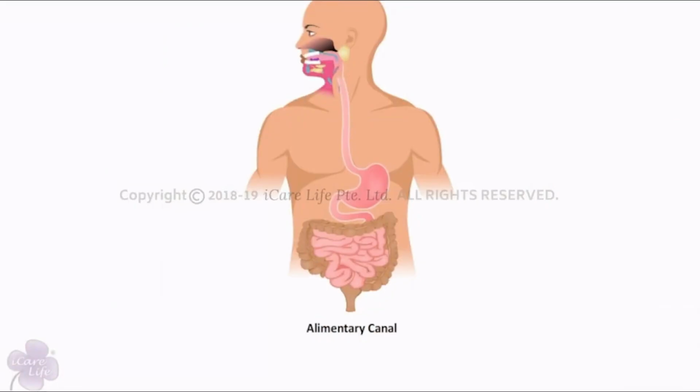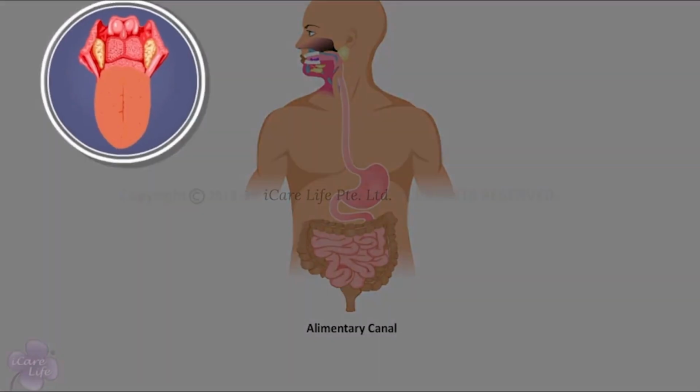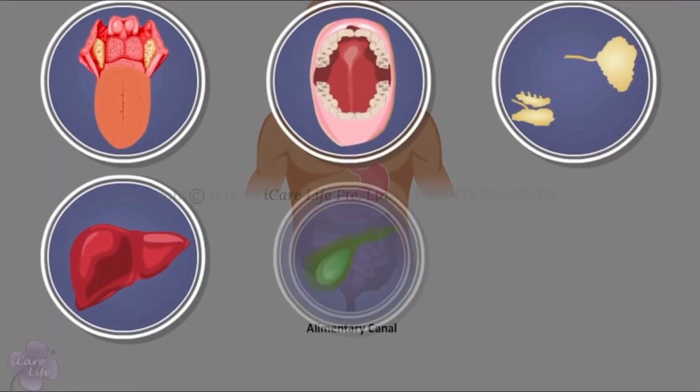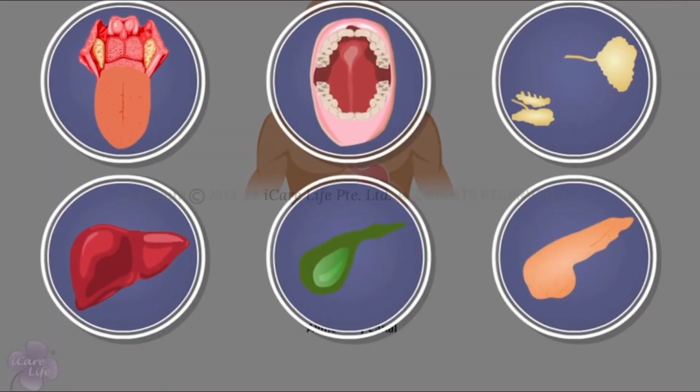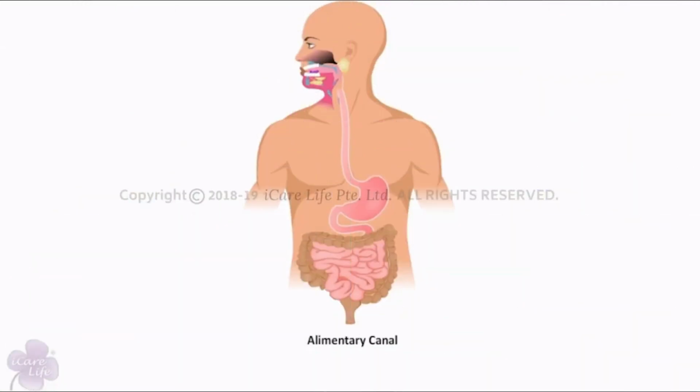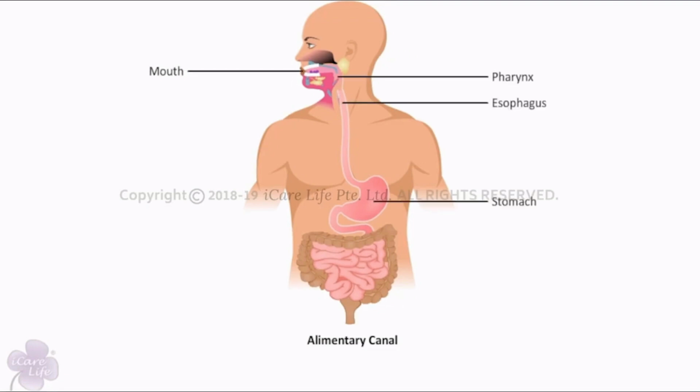Let us look at the different parts of the gastrointestinal system. This system can be divided into the alimentary canal and other organs which help in digestion. The alimentary canal consists of the mouth, pharynx, esophagus, stomach, small intestine, large intestine, and anus.